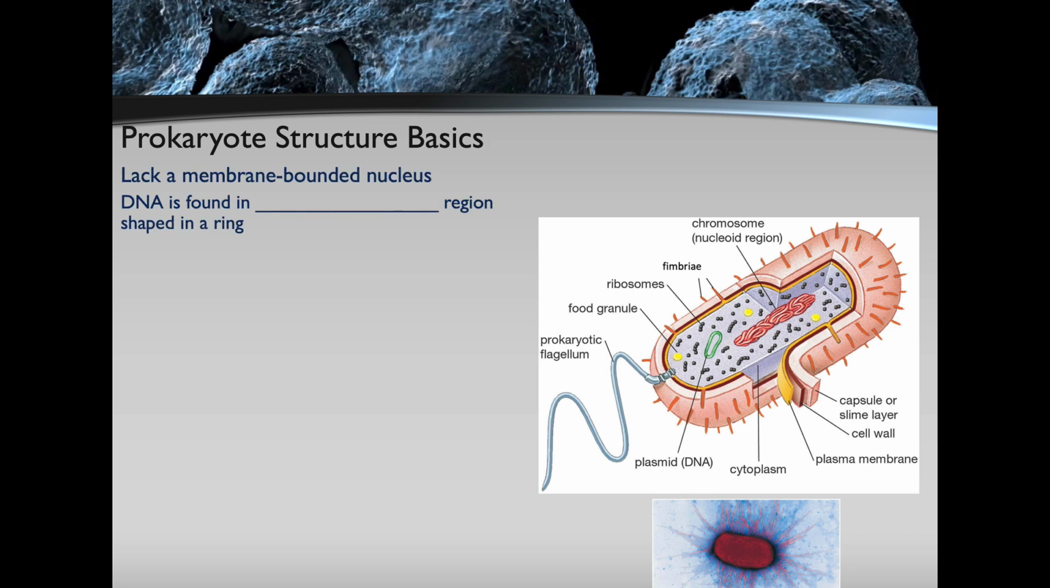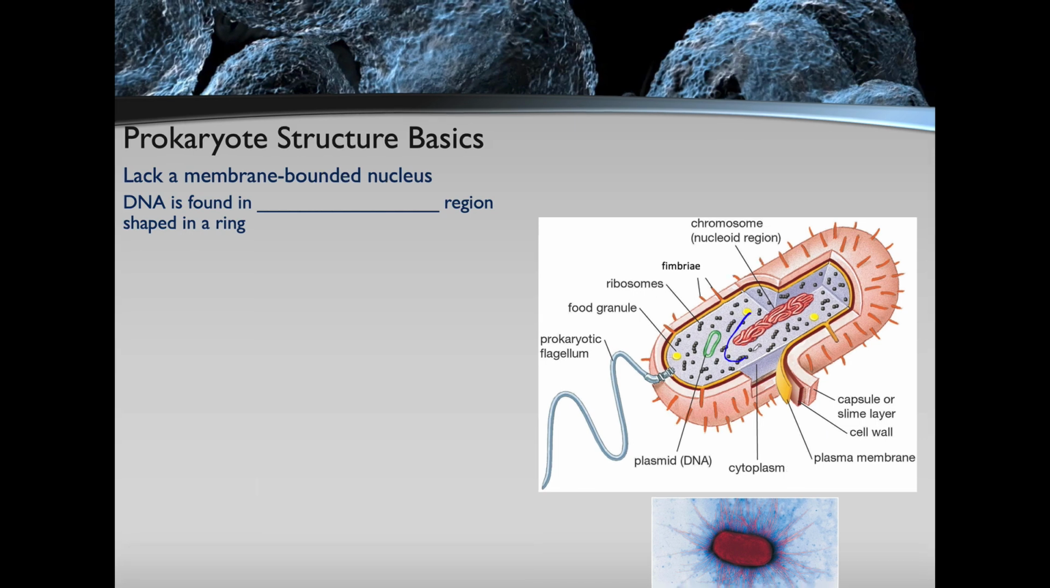Let's start with the fact that all prokaryotes lack a membrane-bound nucleus. So again, we said that there was no actual nuclear membrane and that the DNA was just kind of free-floating within the sample itself. And this right here is your bacterial DNA. Now, you can see it's all clumped up and folded every which way, but if you were to unwind it, this would actually be a ring of DNA. So we call this area where we find the DNA the nucleoid region.